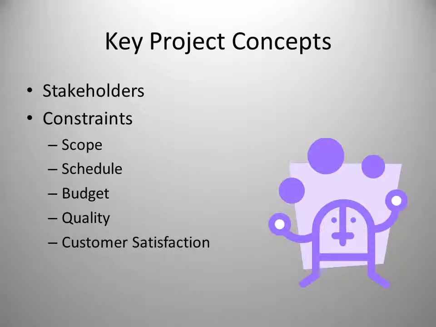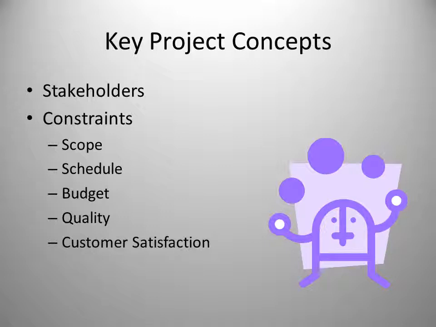There are several key project concepts that you should be aware of. Stakeholders are all the people who have an interest in or an impact on the project. We used to talk about the triple constraint: scope, schedule, and budget, or time, cost, and scope. But we've since realized that there are too many things that limit or influence the way that we need to do projects.